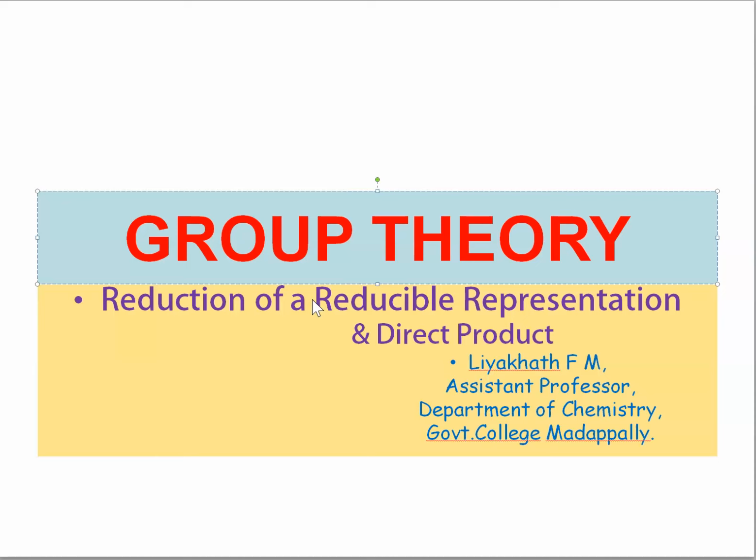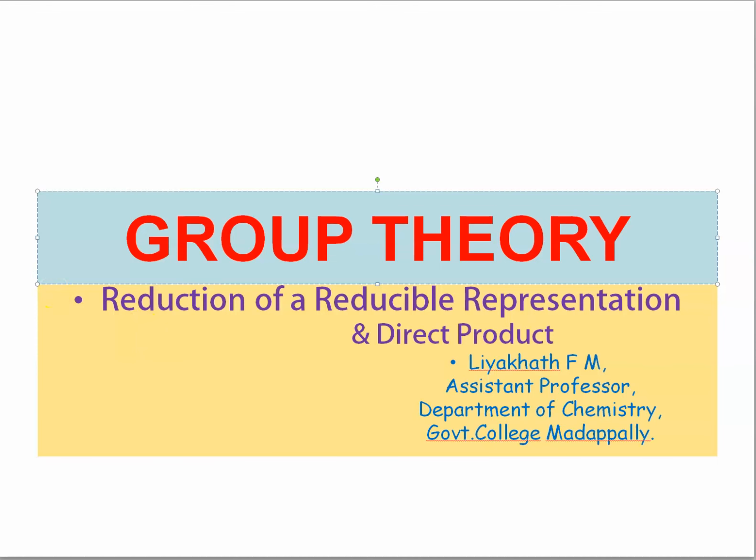This is the sixth video. In the last two videos, we had discussed the construction of the character table of various point groups. And today in this video, we are going to discuss the reduction of a reducible representation. And we also will discuss the direct product.